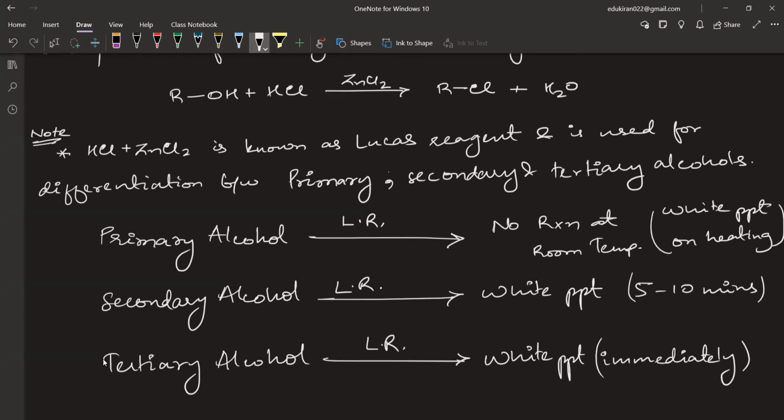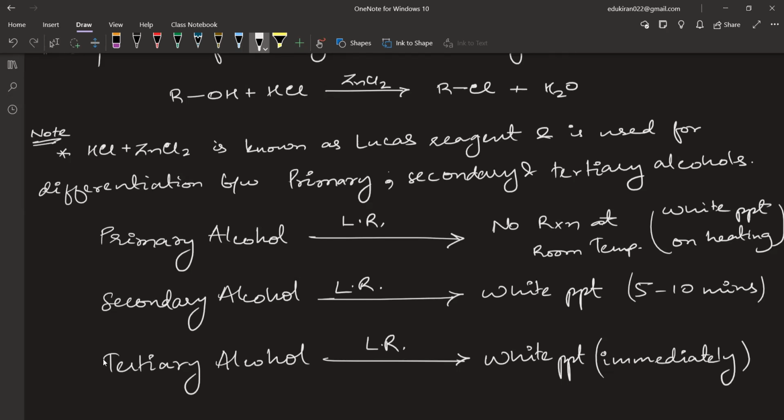So what is the first product? No reaction at room temperature. Okay, but it will give white PPT only on heating. See, no reaction doesn't tell us anything, right? If you are having no reaction, how do you know whether it is an alcohol or something else? But when you heat it and it is giving you white PPT, that means it is primary alcohol.